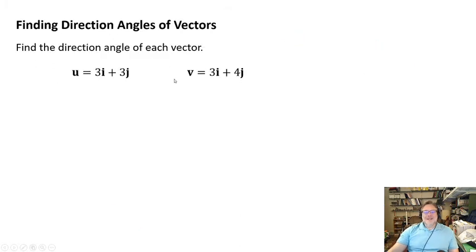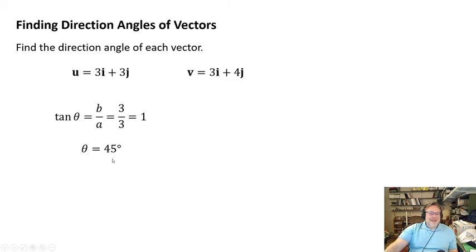Okay, so let's use that to define the direction angle of each of these two vectors. Let's first of all take a look at this one. Tangent of theta is b divided by a, so that's this divided by this. 3 divided by 3, that's 1. And where that happens is when theta is equal to 45 degrees.